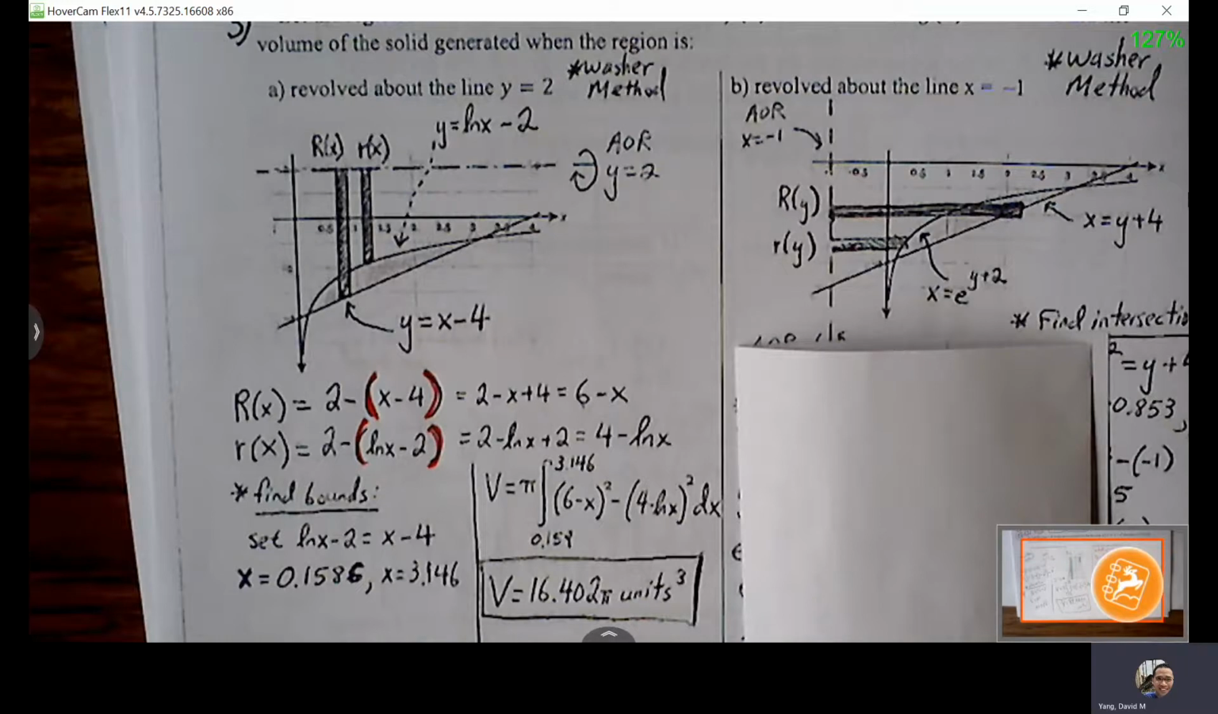The line is easier, right? y equals x minus 4. If I rearrange that, I get x equals y plus 4. Now I'm ready to create my right minus left expressions.